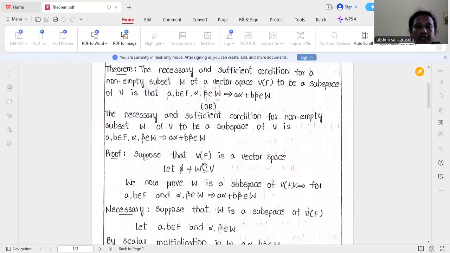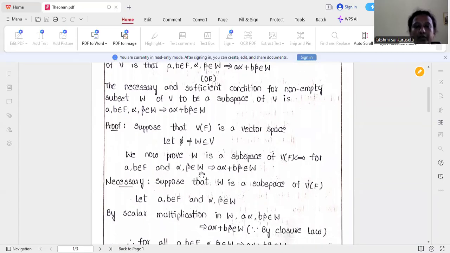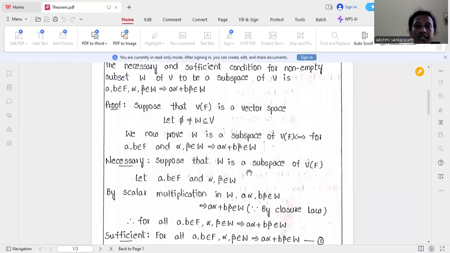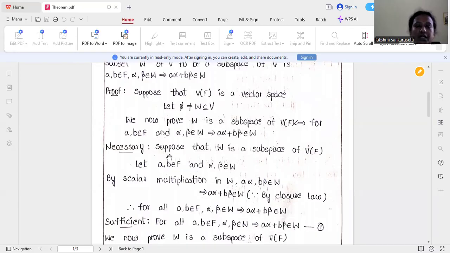Coming to the proof, let V over F be a vector space and let W be a non-empty subset of V. Now prove W is a subspace of V over F if and only if for a, b belongs to F and alpha, beta belongs to W, a alpha plus b beta belongs to W. In this if and only if condition, coming to the necessary part, first we suppose that W is a subspace of V over F.